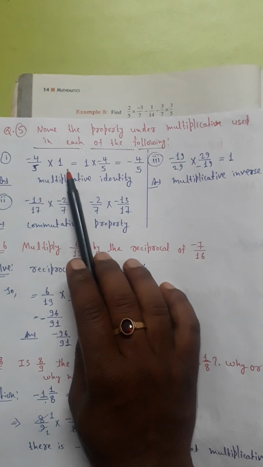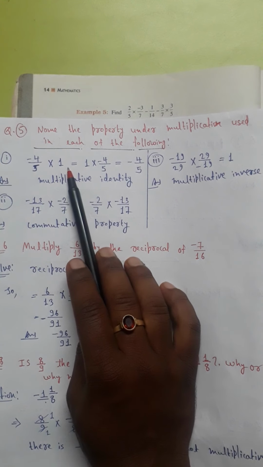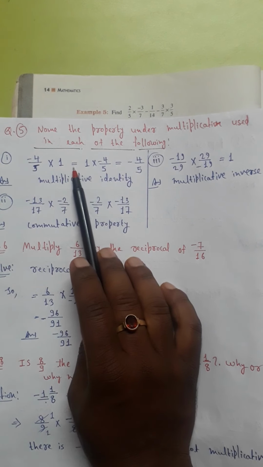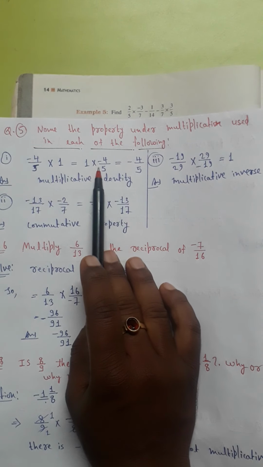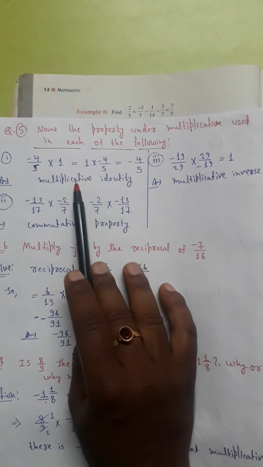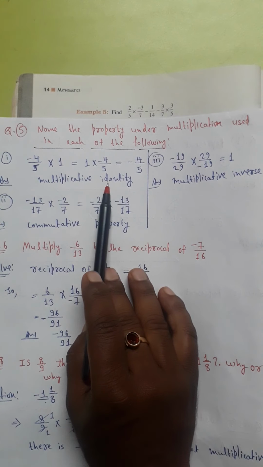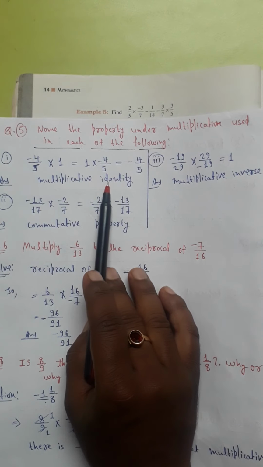Already I have told you, if we multiply a rational number by 1 and interchange them, we get the same number. So it will be the multiplicative identity.